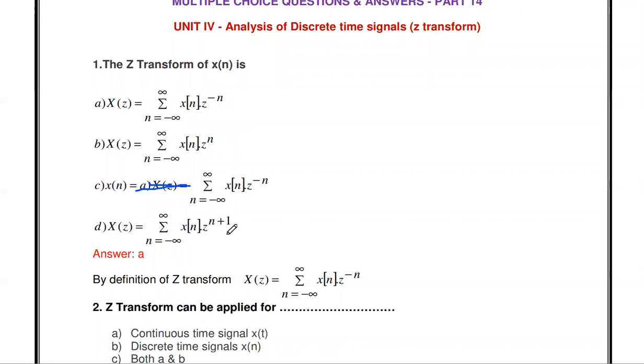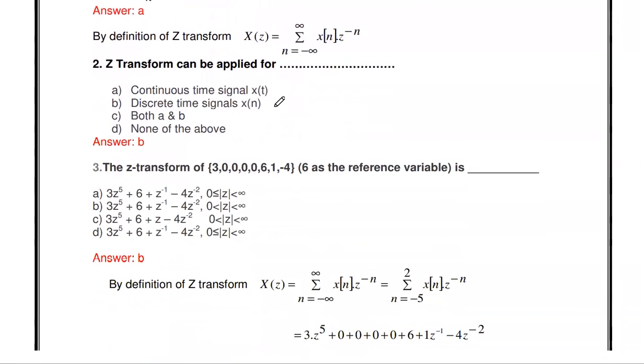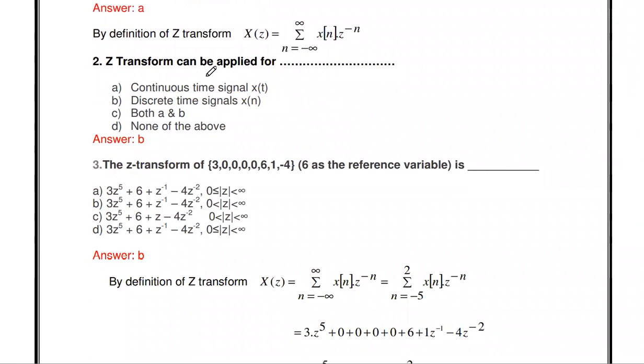The Z-transform of the sequence x of n is the first one: capital X of z is equal to summation n equal to minus infinity to infinity x of n z power minus n. This is the formula to find the Z-transform of any discrete sequence x of n. Then the next question: the Z-transform can be applied for dash.